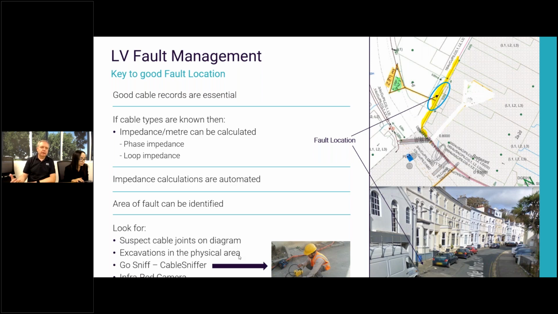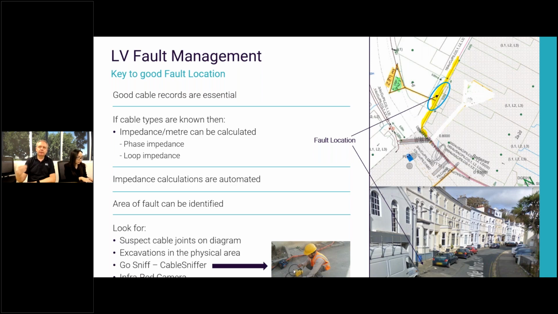So if you can get that and you've got the good cable records, then typically you're going to be looking for the cable joints on the record, because that would be more often the failure than the bulk of the cable. You're looking for excavations. Third-party damage obviously is a key factor when somebody's disturbed the ground, if that causes a problem. If we haven't got enough fault amplitude, then we can do things such as using the cable sniffer, which we can see in the picture at the bottom here.